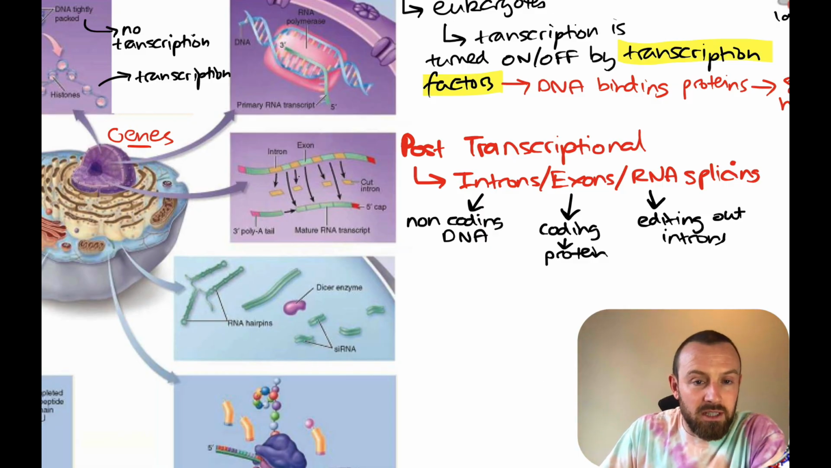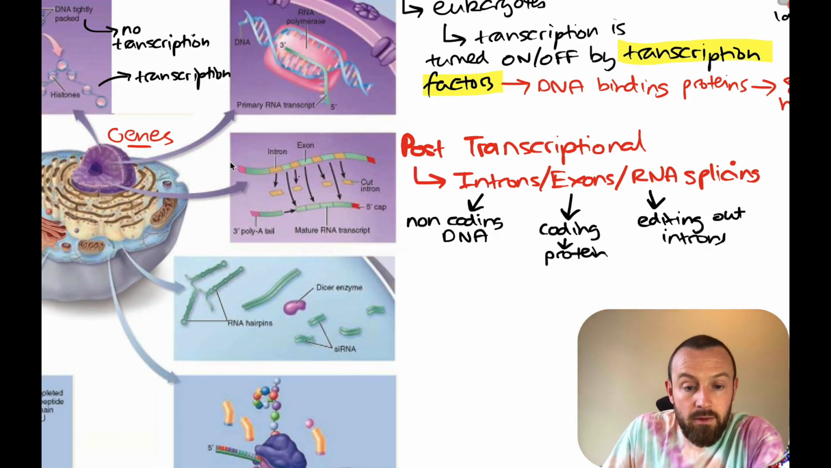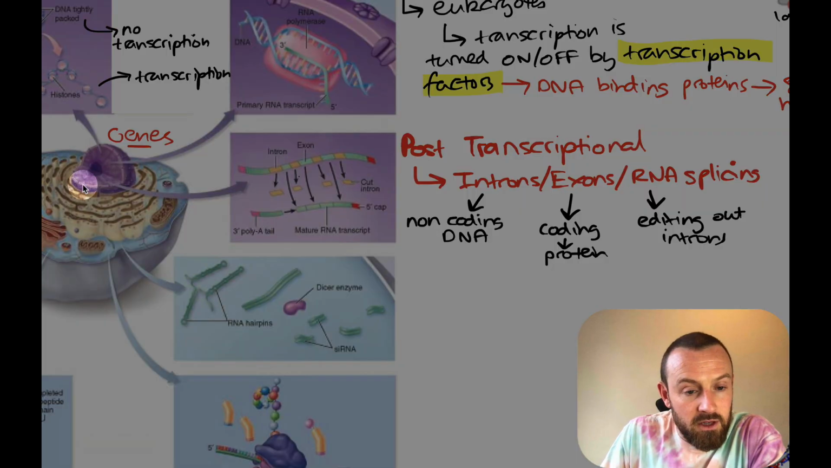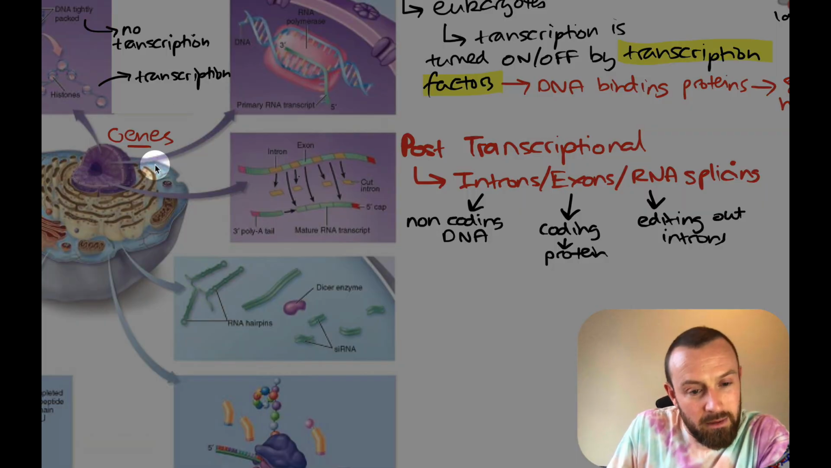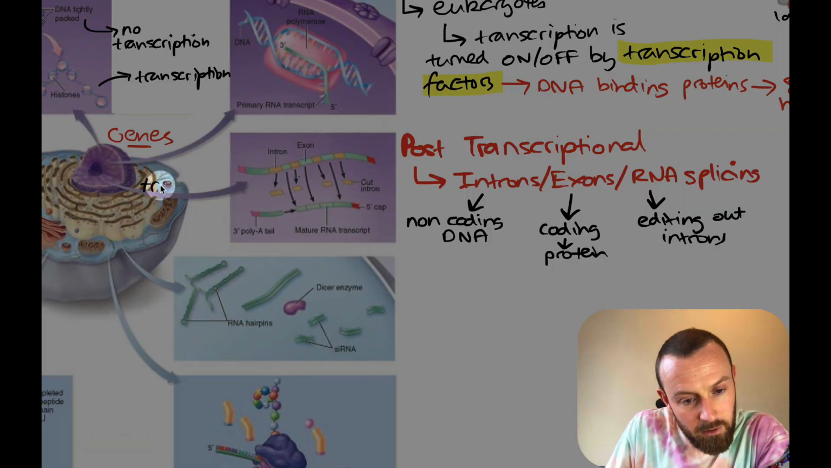Okay, so let's label a little bit more of this diagram over here. So the genes in the nucleus are transcribed. Now I'm going to write on here, I'm not sure if you'll be able to see it very well, but transcription happens.